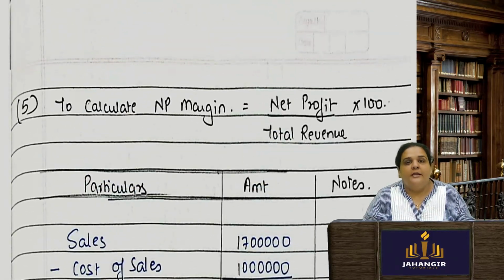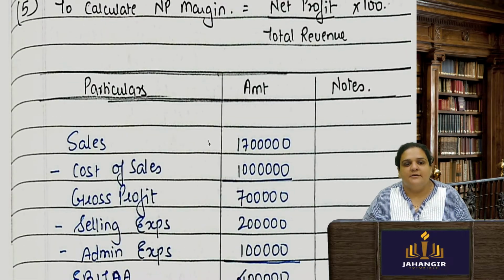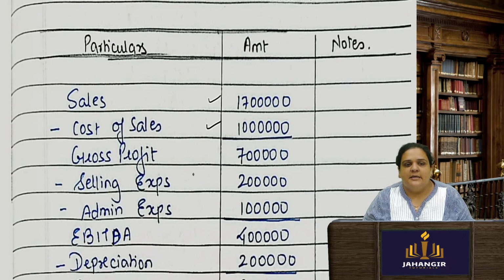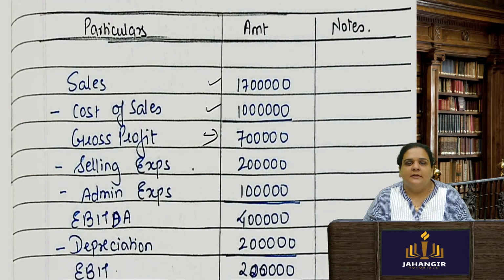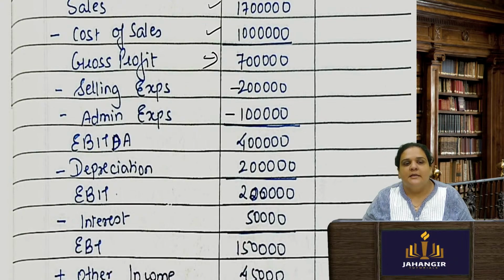Okay. Net profit margin is net profit upon total revenue. Sales is 17 lakhs, given. Cost of sales 10 lakhs. Gross profit is 7 lakhs. From there, remove selling expense, remove administrative expense, to get EBITDA, earnings before interest, tax, depreciation and amortization. Remove depreciation, given.